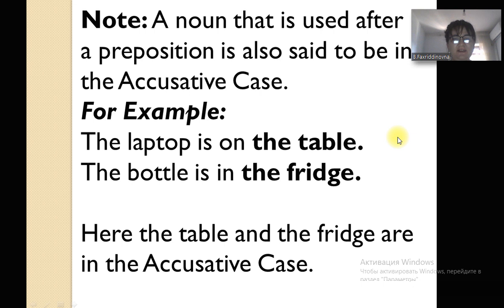Note, a noun that is used after a preposition is also said to be in the accusative case. For example, the laptop is on the table. The bottle is in the fridge. Here the table and the fridge are in the accusative case.